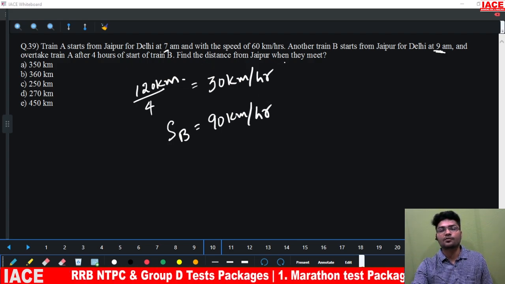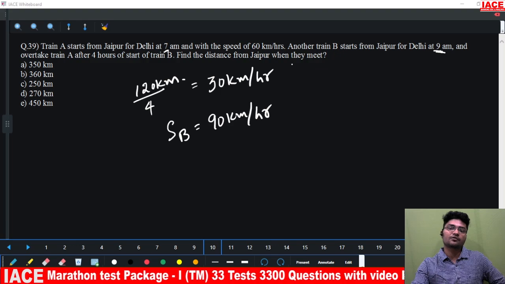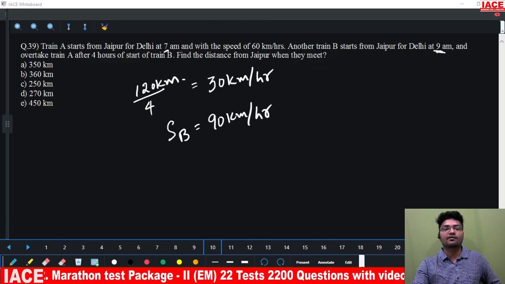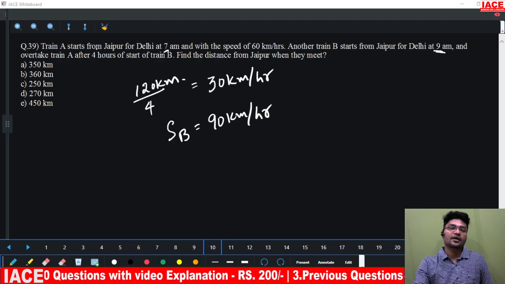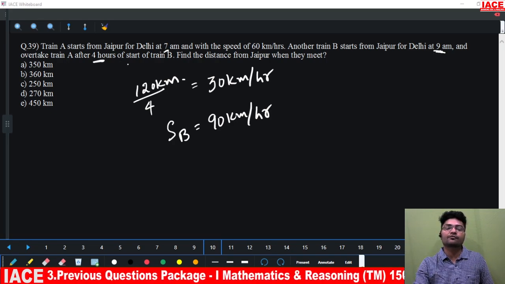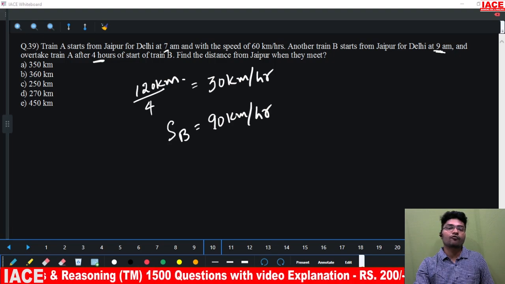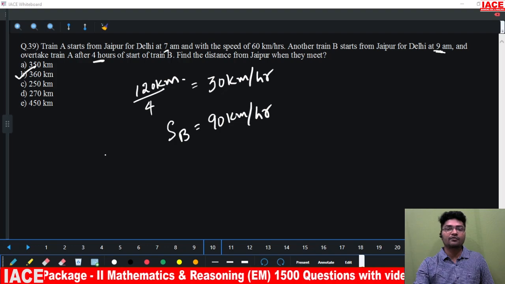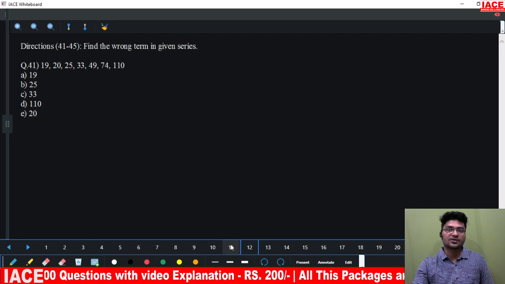Find the distance from Jaipur when they meet. After train B has started at 9 a.m., for how many hours does it travel before it crosses train A? It travels for 4 hours. In those 4 hours, how much distance will it travel? 4 into 90 means 360. 360 means option B will be our correct answer.